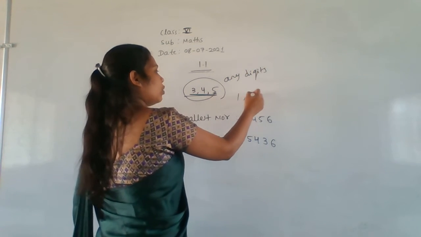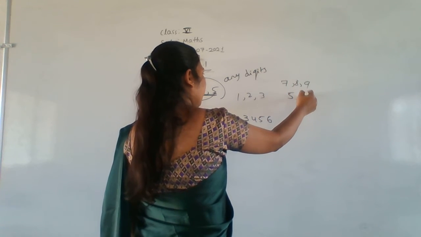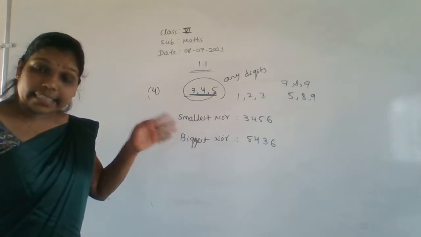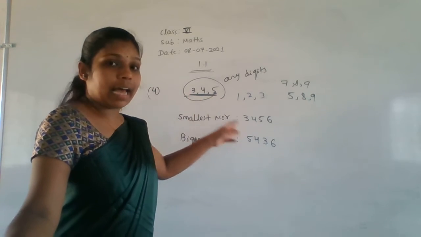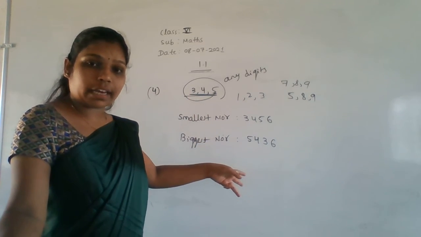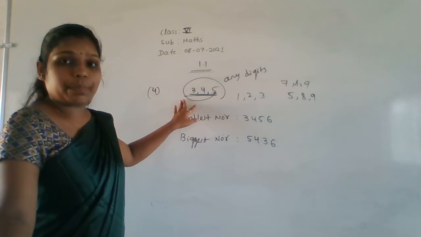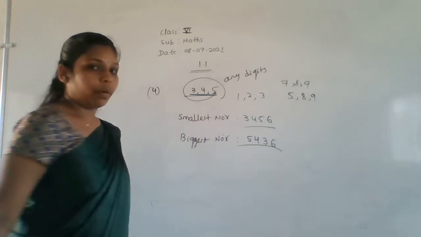You can use 1, 2, 3, or you can use 7, 8, 9, or you can use 5, 8, 9, like that. You can use any 3 digits here, not only 3, 4, 5. I used 3, 4, 5, but there is no restriction to use only this. You can use anything. So this is the answer for the fourth problem.